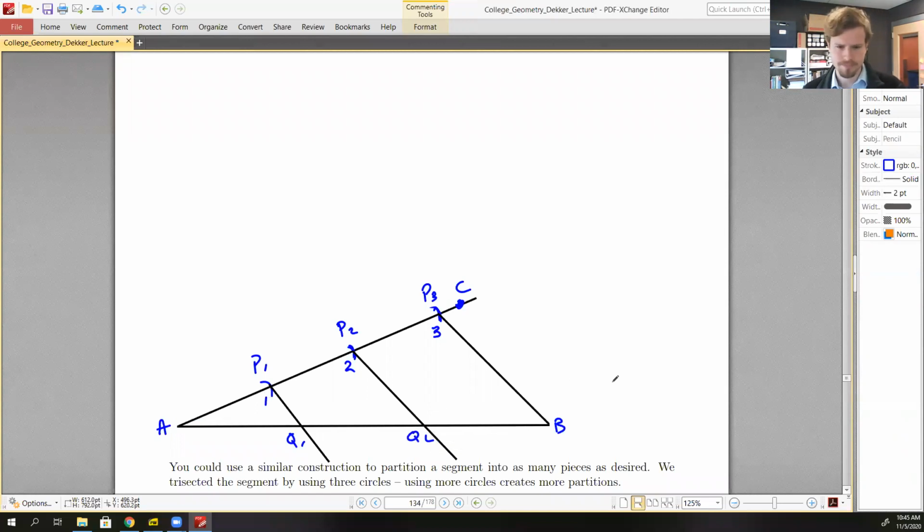Excellent. So then we would actually end up with these three line segments being congruent. And the justification for that really just amounts to the basic proportionality theorem and the ability to add segments. So the segment addition theorem.